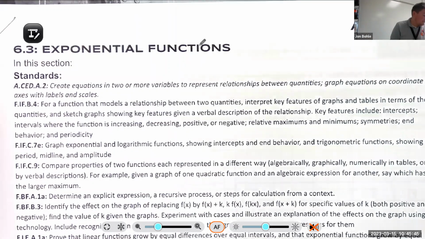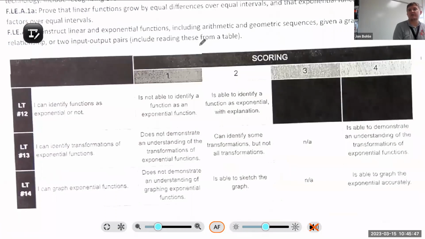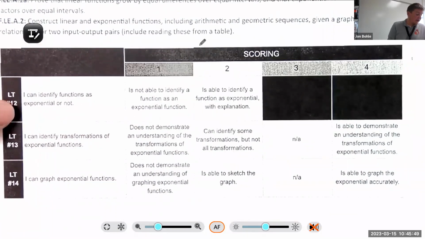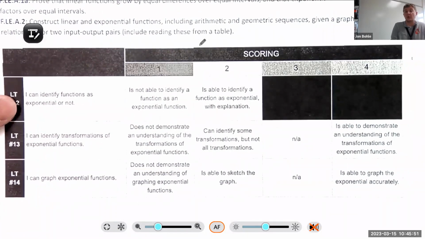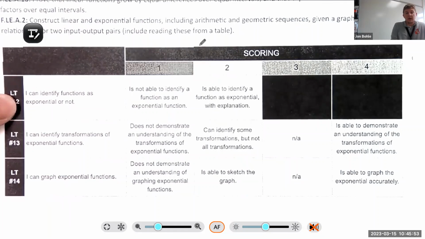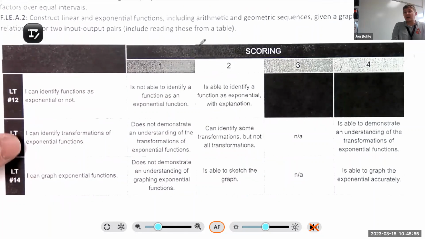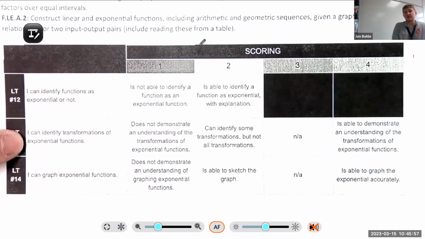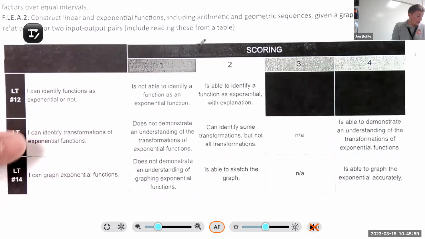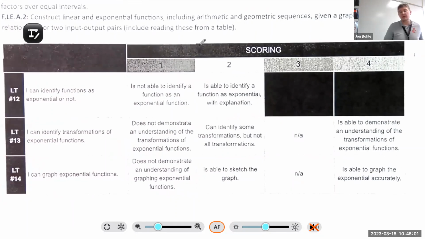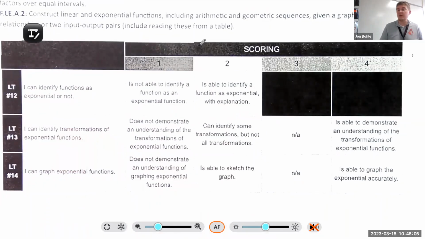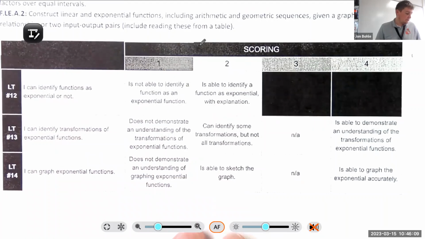Okay. Today, what we're going to focus on is 3 different things: identifying functions as exponential or not exponential. We're going to begin to identify transformations of exponential functions. And then we're also going to be able to hopefully graph. You should be able to graph by the end of today. Transformations, that's a work in progress that we're going to do over probably 2 class periods.